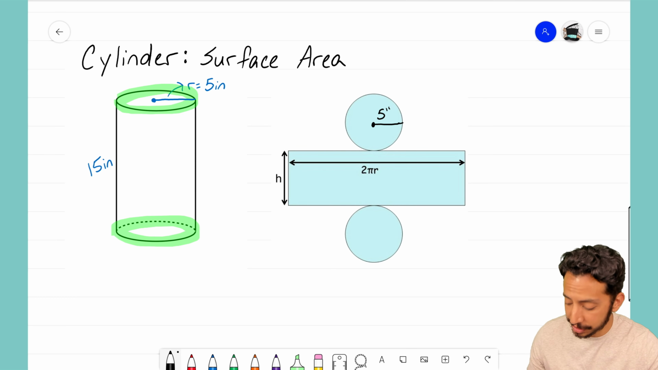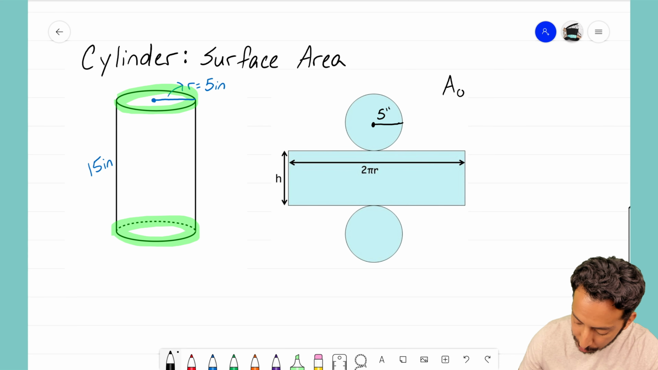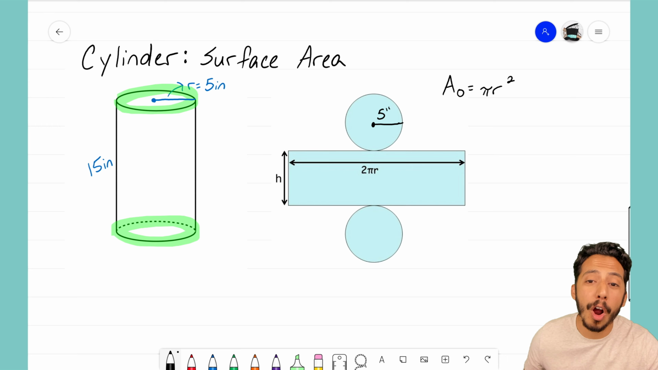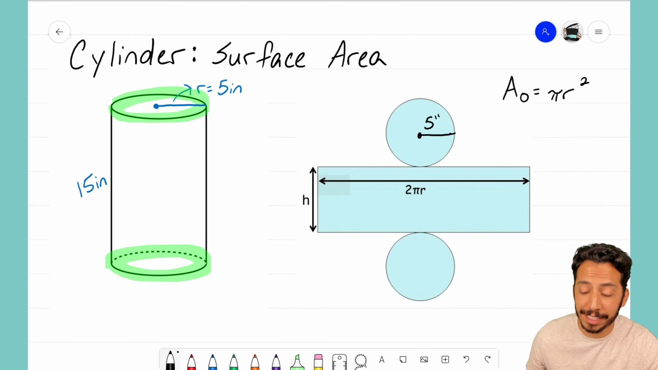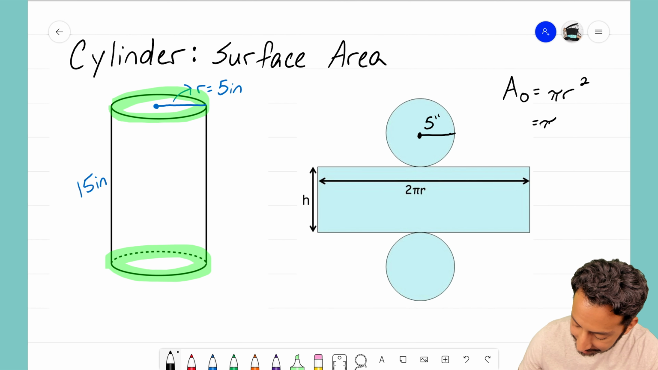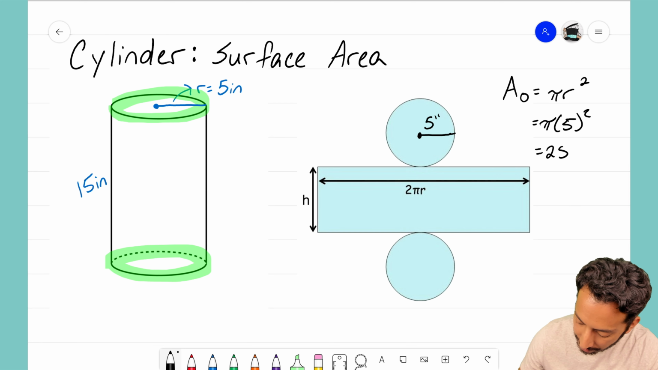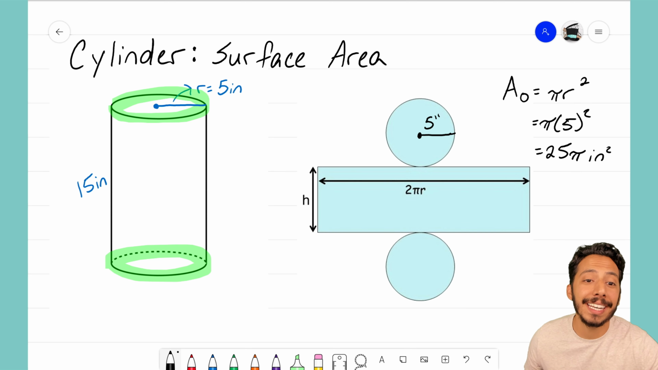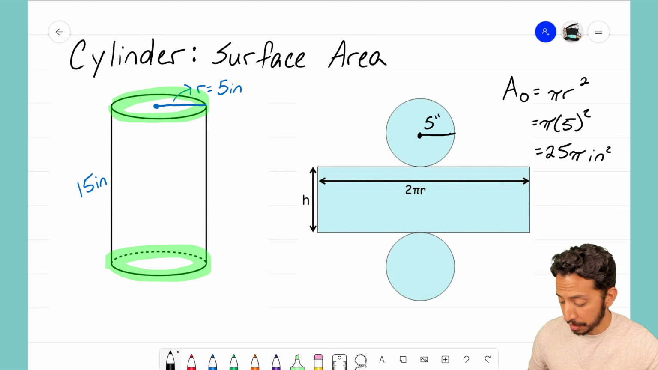So to find the area of this circle, I will go ahead and use my circle formula, pi r squared, where r here is the radius of that circle. So that radius is 5. 5 squared, that's going to make 25 pi square inches. So that is the area for one of the circles. It's really the area for both circles, the one on the top, the one on the bottom.